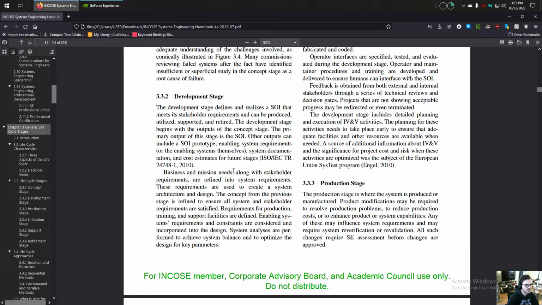Business and mission needs, along with stakeholder requirements, are refined into system requirements. These requirements are used to create a system architecture and design. The concept from the previous stage is refined to ensure all system and stakeholder requirements are satisfied. Requirements for production, training, and support facilities are defined. Enabling systems requirements and constraints are considered and incorporated into the design. System analyses are performed to achieve system balance and to optimize the key design parameters.